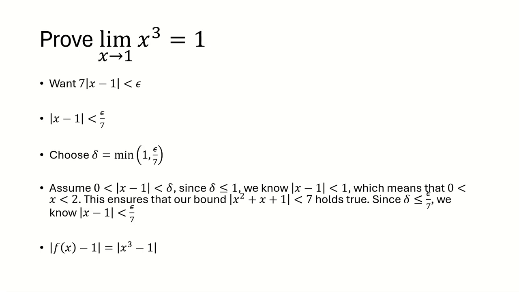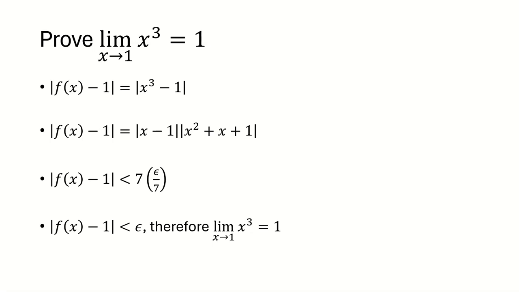So now we can start the proof. We start off with the absolute value of f of x minus 1, which is equal to the absolute value of x cubed minus 1. And then we can factor. So we can subtract 1 and factor x cubed minus 1 as x minus 1 times x squared plus x plus 1. And we said that the absolute value of x minus 1 was less than epsilon over 7. And we also said that x squared plus x plus 1 was bounded from above by 7.